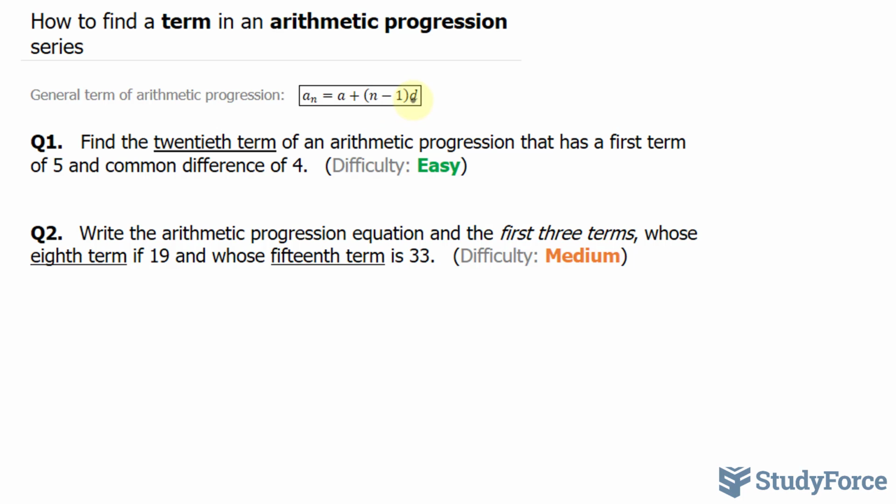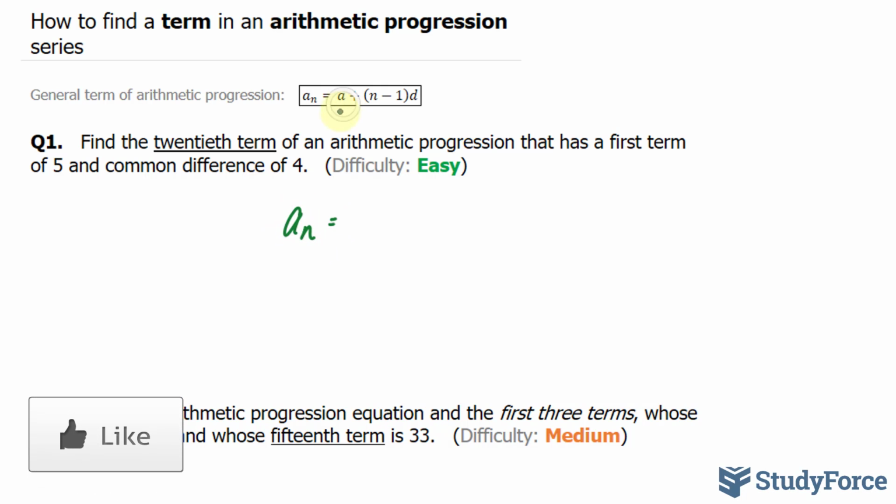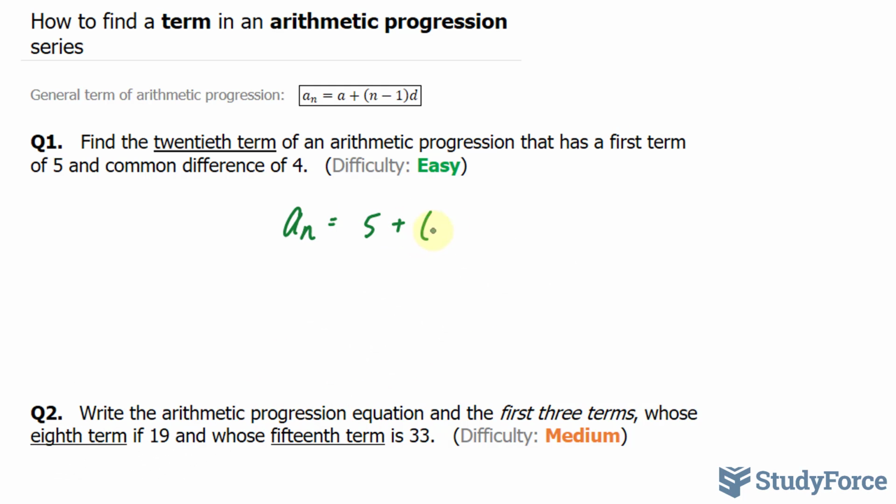So what we have to do in question 1 is simply substitute the values that we've been given into this formula and find a subscript n. Let's go ahead and do that. Once again, as mentioned, a subscript n is what we're looking for. A is the first term and it's 5, plus bracket 20, which represents our 20th term, minus 1 with a difference of 4. 20 minus 1 is 19 times 4.